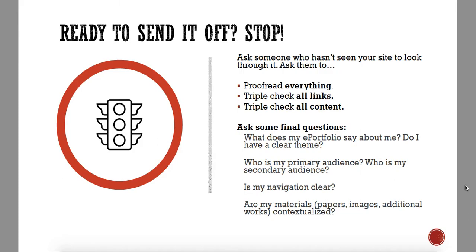You're going to ask your peer reviewer to do a couple of things. You want them to proofread everything, so asking them to read through all of the text and copy on your website. You want them to triple check all of the links. So any button or hyperlink that you provide, you want to make sure that all of those links are working, that none of them are broken.